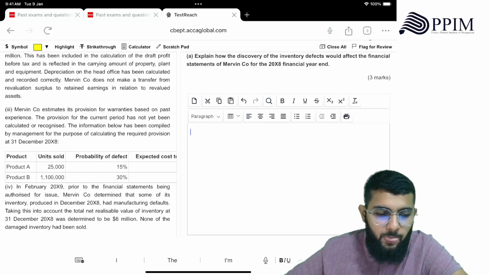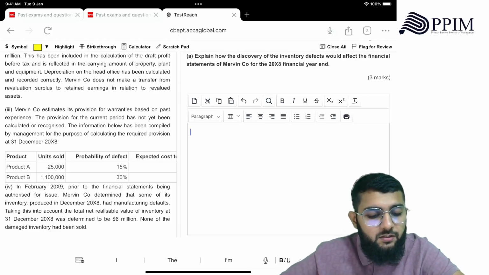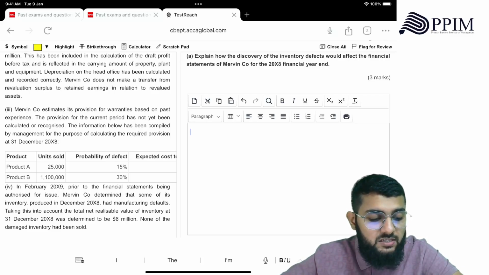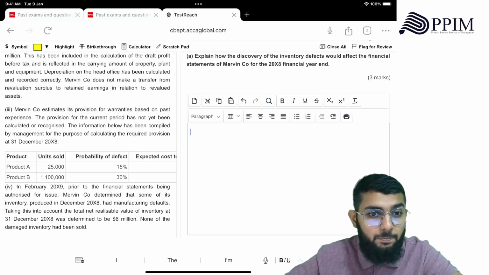Last note. Final note says, in February 20x9, prior to the financial statements being authorized for issue, Mervyn Co. determined that some of its inventory produced in December 20x8 had manufacturing defects. So this is events after reporting period.